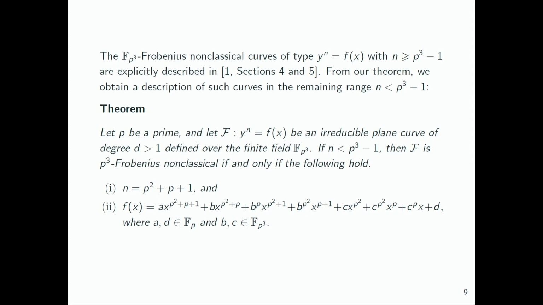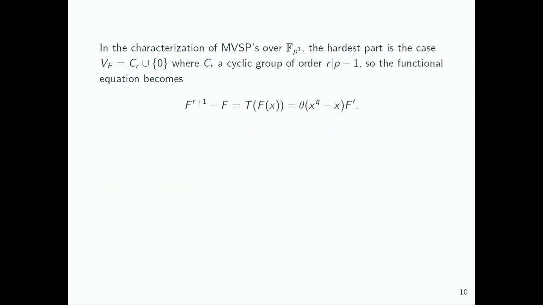So if n is smaller than p^3 - 1, we necessarily have that n is p^2 + p + 1, and f must be an MVSP whose value set is exactly the subfield F_p. Okay. So I'll just briefly comment on the proof of the classification of MVSPs over F_{p^3}. We essentially consider many possible situations for the value set, and the hardest one is when the value set is a cyclic group union with 0. This is the hardest one.